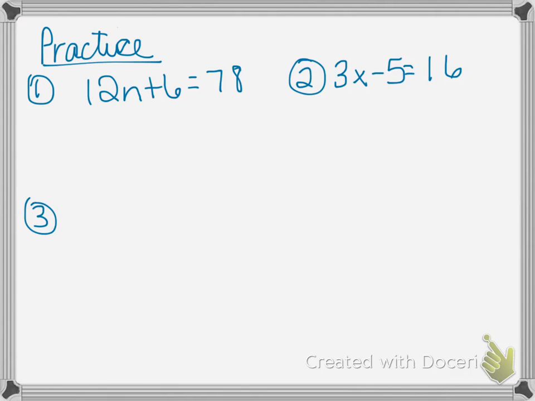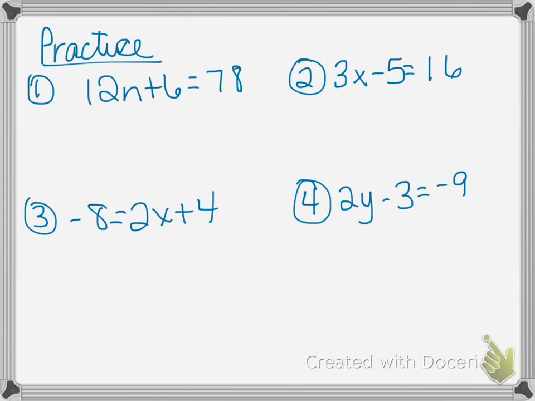We can try negative 8 is equal to 2x plus 4, because remember, it doesn't matter which side of the equal sign the variable is on. So the variable can be on the right or the left of it. 2y minus 3 equals negative 9. So keep in mind, undo the add subtract, and then undo the multiply divide, and we will look at this when you come in tomorrow.